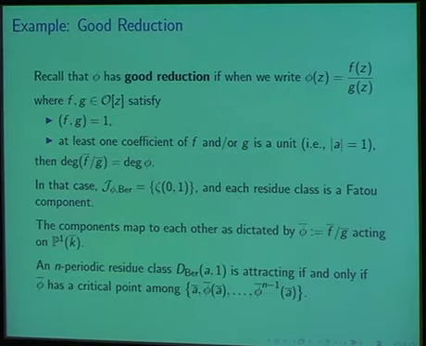So anyhow, you get that the periodic components are attracting if they're over the residue field. If they have a critical point, not necessarily over the original field, but over the residue field, you get an attracting component. Otherwise, it's indifferent.